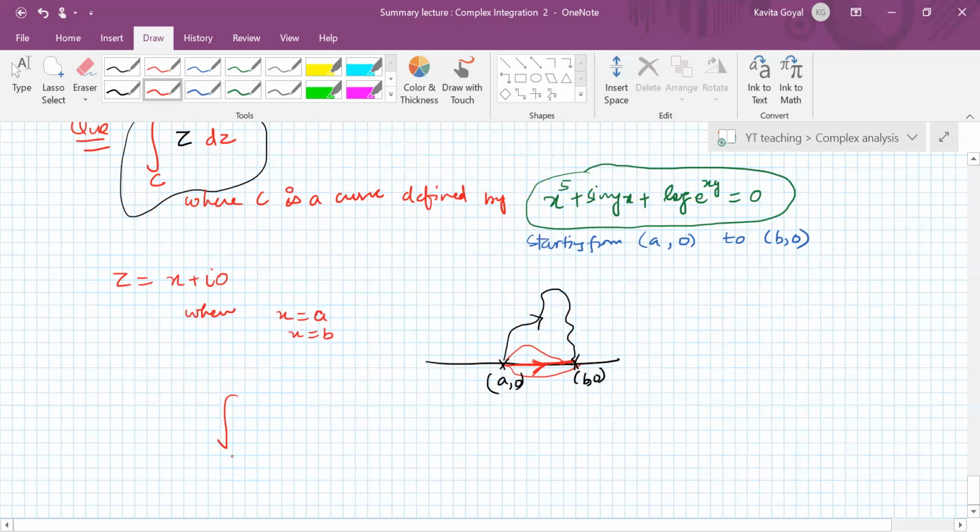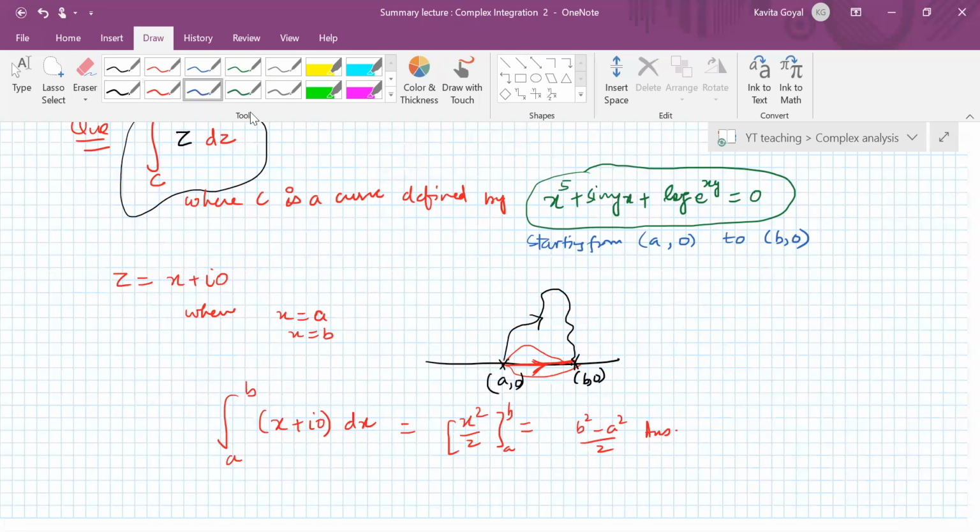So my integral will be from a to b, and in place of z I will write x plus i0, and in place of dz I will have dx. So this is x square by 2 from a to b, that is b square minus a square by 2. So this is your answer. Do you get it? Whenever you are given an analytic function and a tough curve along which you have to integrate, you can always replace that tough curve with the simplest curve, because we have already proved that the integral is independent of path.